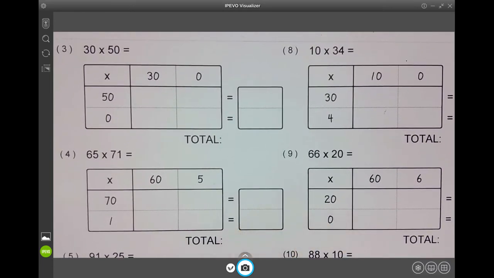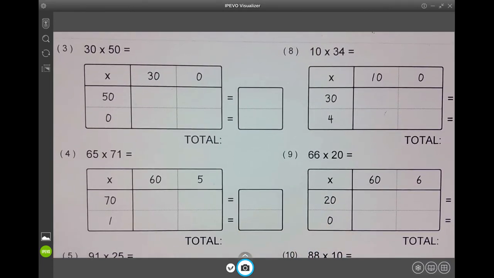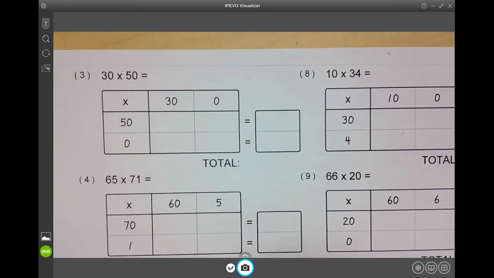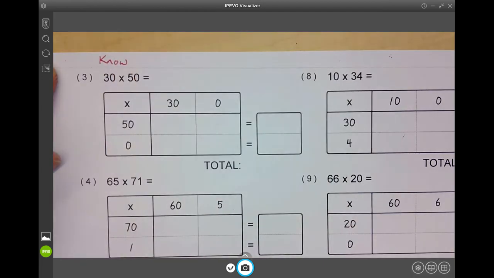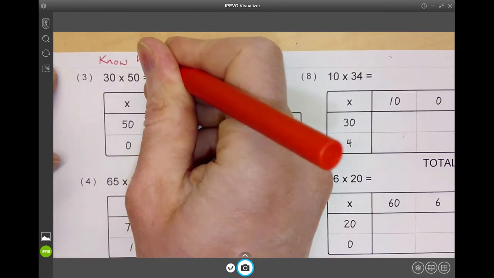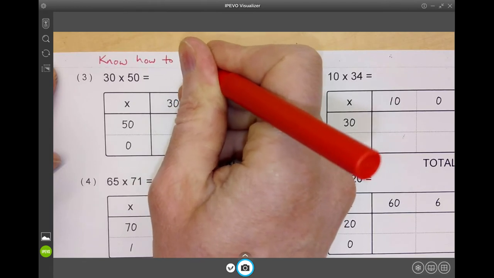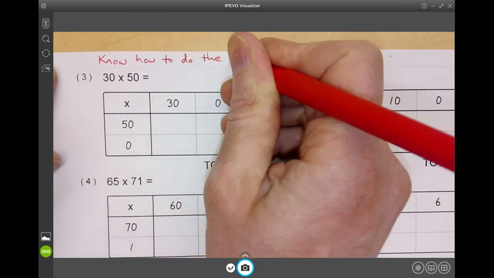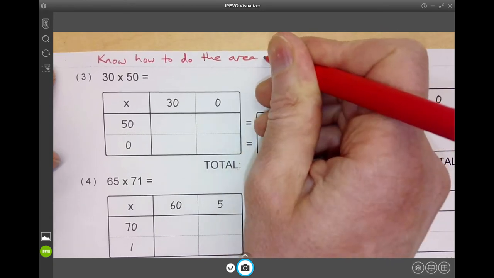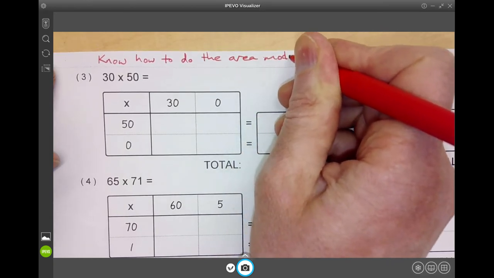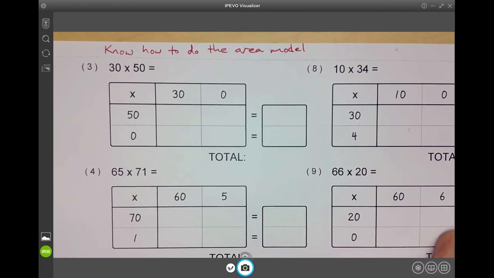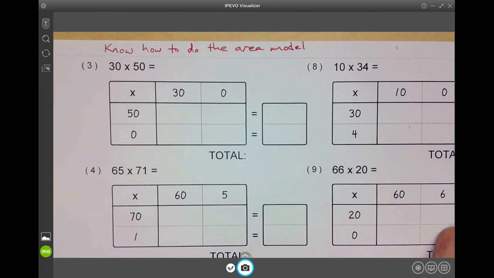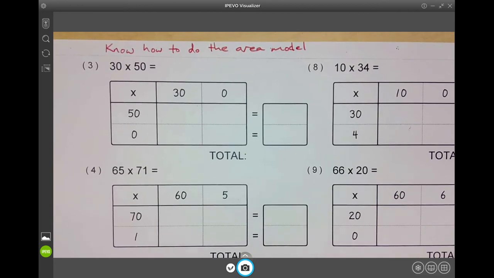Hey, here's how to do the area model. Your target here is to know how to do the area model. Have this paper in front of you and do this first one with me. And if you don't have this paper, draw a box. It's not that hard to draw the box and put the numbers.